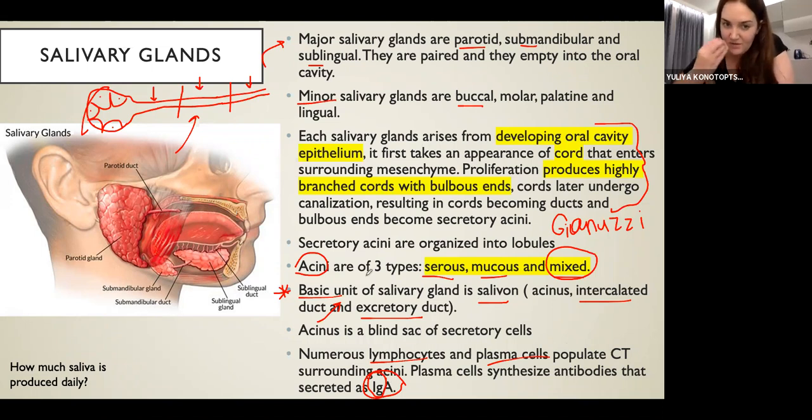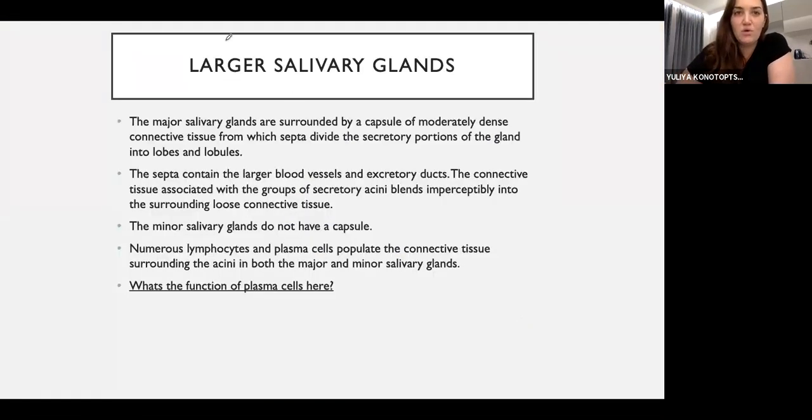So saliva, oral cavity, pathogens are nearby, so you definitely want to protect yourself somehow, right? So this is what you have to remember there. Okay, so major salivary glands. We have said that there are going to be 3 pairs, right? So 2 parotids, 2 submandibular, and 2 sublingual.